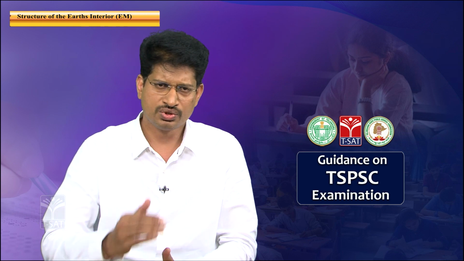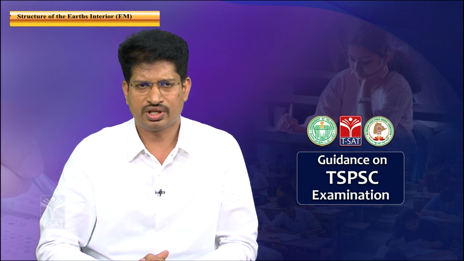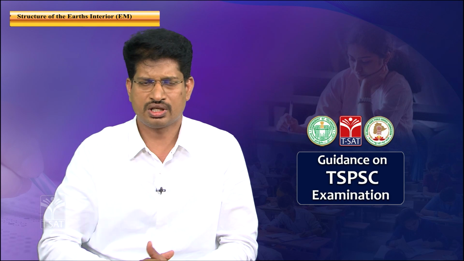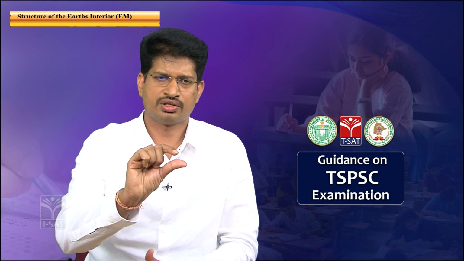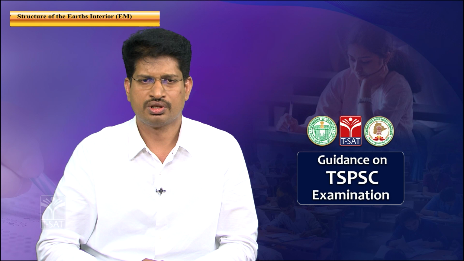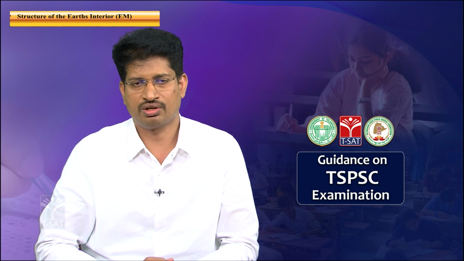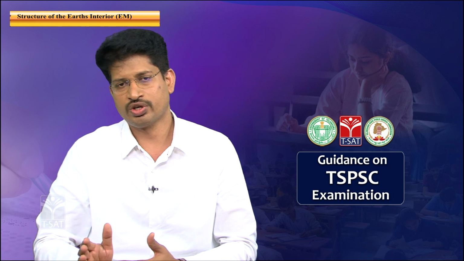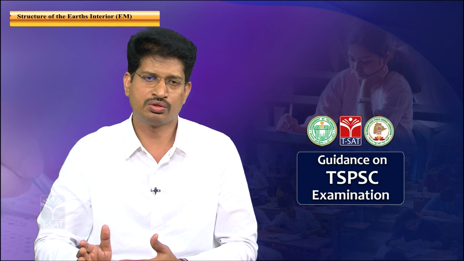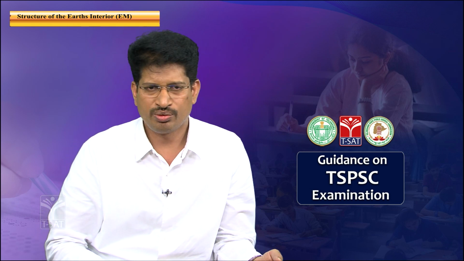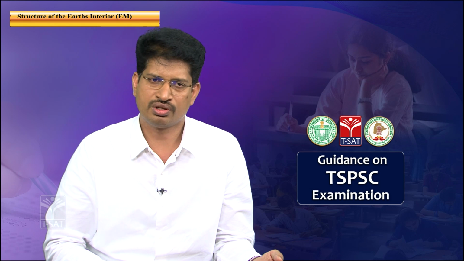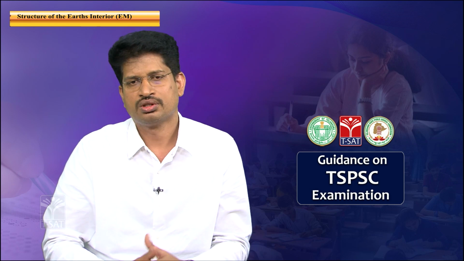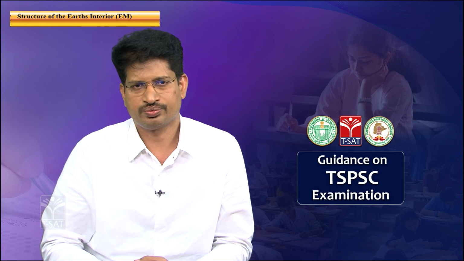So the thickness of the crust varies. The continental crust is much thicker, whereas the oceanic crust is much thinner. The average thickness of the crust is 40 kilometers, where it may vary to 70 kilometers beneath the mountain ranges, or it may be very minimum at the trenches deep in the ocean. So that is how the thickness of the crust varies.